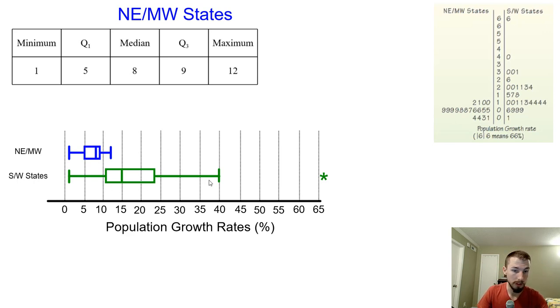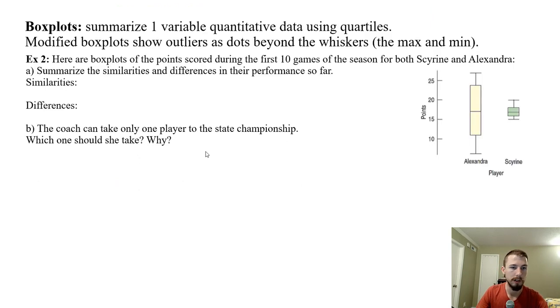One of them has much larger spread. This one is much smaller spread, much more consistent. And you can even say how much taller it is. The upper 50% of Southwest states are entirely above all of the growth rates for the Northeast Midwest states. So you can pick any line here and then kind of compare it however you want to do it. There's lots of different ways to summarize it.